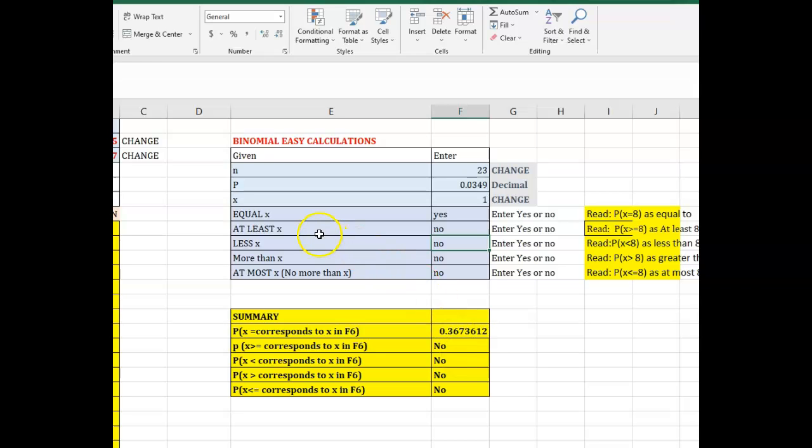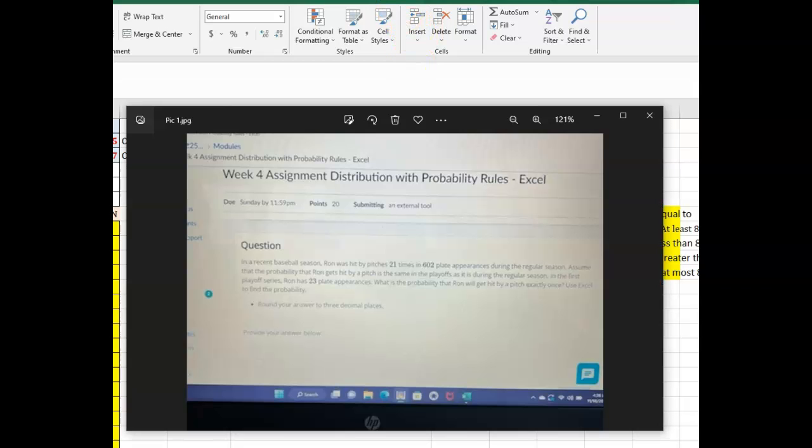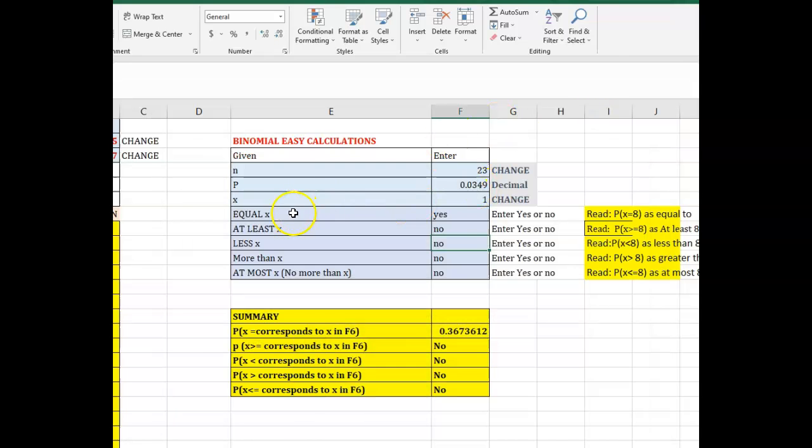We're not worried about getting hit more than one time, or less than one time, or at least one time. We're worried about, in this problem, it says, what are the chances Ron gets hit exactly one time? When that's the case, we do the equal to. And so there's a 36% chance, as a decimal, 0.367. Excel did all that work, but based off of this probability of being hit, when you go up to bat, this is the probability that he gets hit exactly one time.